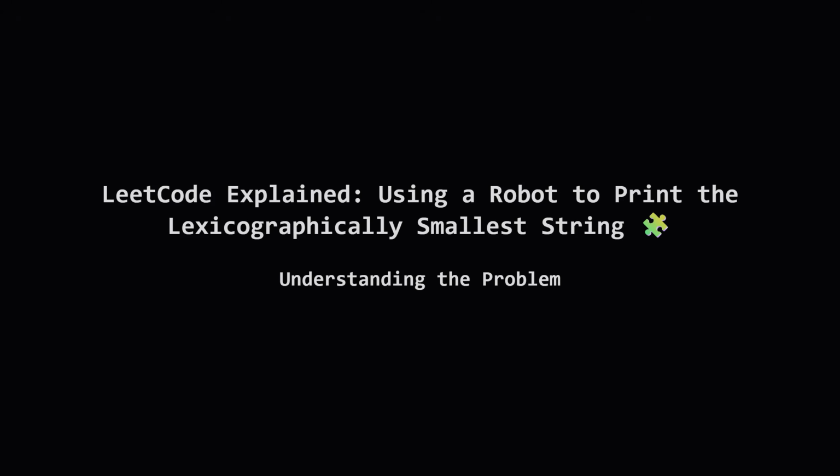Hey everyone, welcome. Today we're tackling a Leetcode problem called using a robot to print the lexicographically smallest string. It sounds a bit technical, but don't worry, we'll break it down into simple steps. Our goal is to figure out the best strategy for this robot to print characters in a way that forms the smallest possible string according to dictionary order.